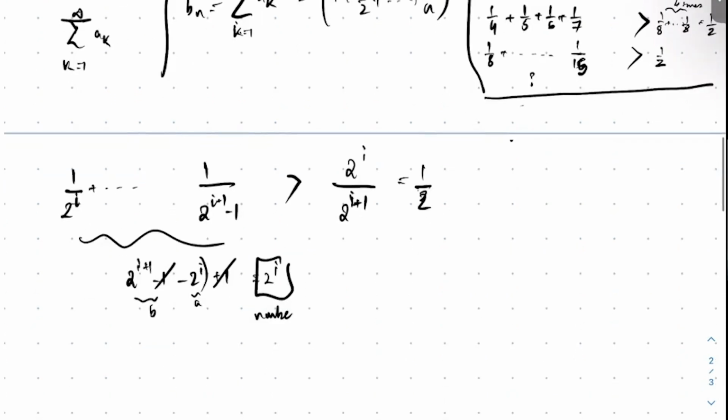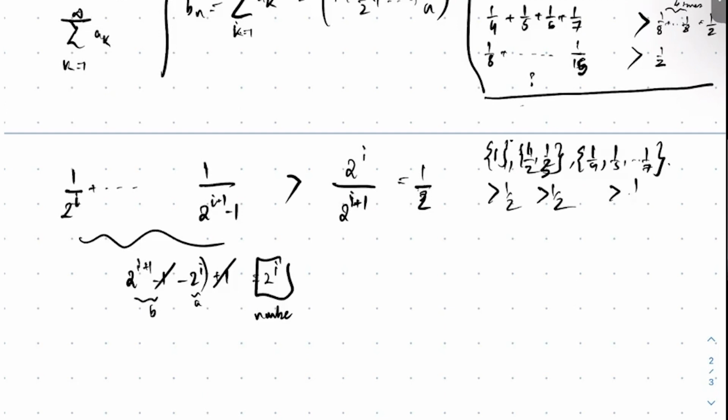So we divide the entire set: 1, then 1/2, 1/3, then 1/4, 1/5, dot dot dot, 1/7, and it carries on like this. Every such group is greater than or equal to half. This is greater than half, this is greater than half, this is greater than half. So you can see that if you sum all of them up, the sum will be greater than.